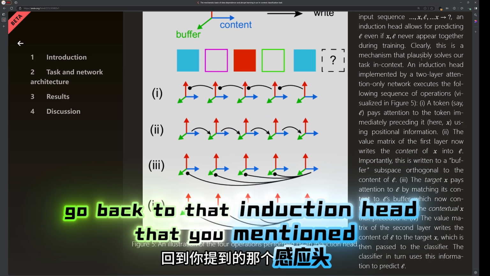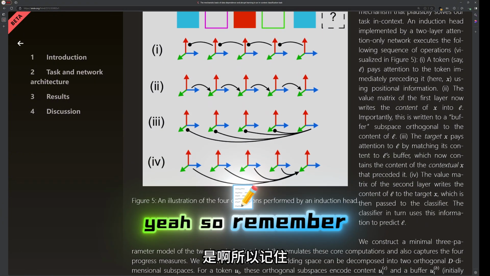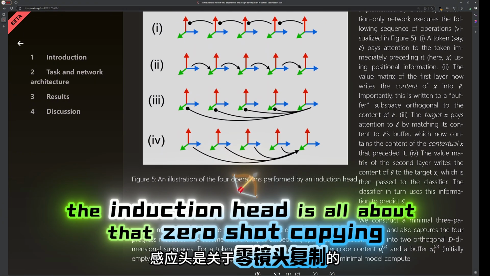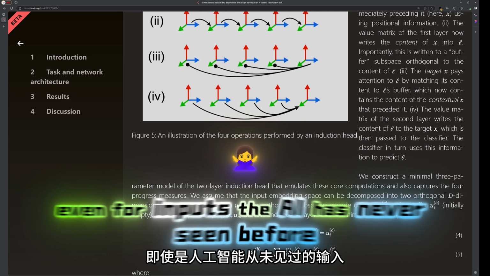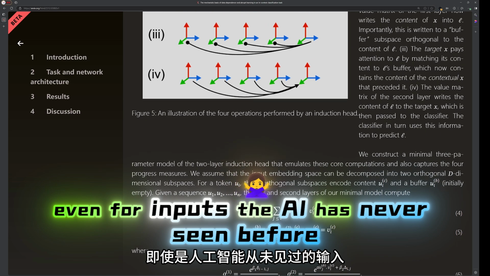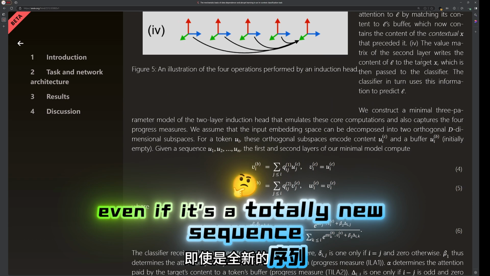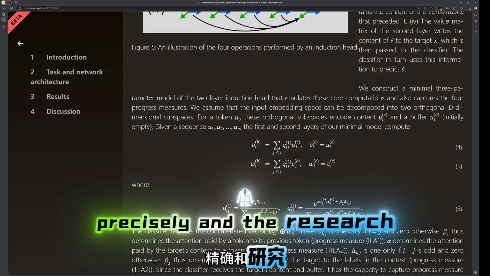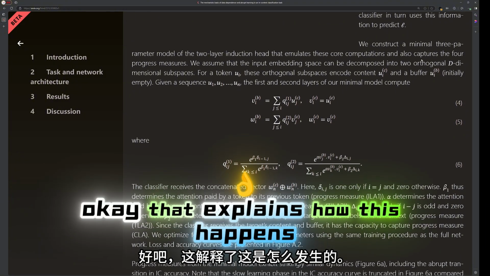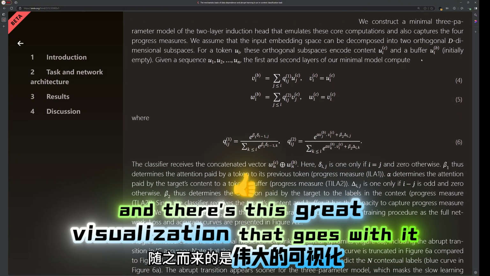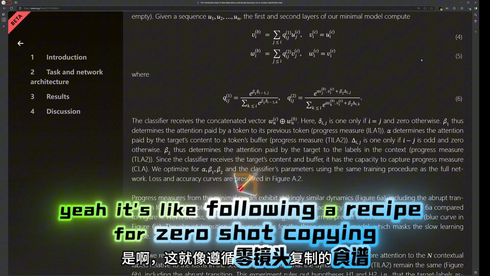but can we go back to that induction head that you mentioned and really unpack how it works? Sure. So remember, the induction head is all about that zero-shot copying. So being able to predict outputs, even for inputs the AI has never seen before. So like predicting the next letter in a sequence, even if it's a totally new sequence? Precisely. And the research lays out this really clear 4-step process that explains how this happens. And there's this great visualization that goes with them. I'm picturing it now. Yeah, it's like following a recipe for zero-shot copying.